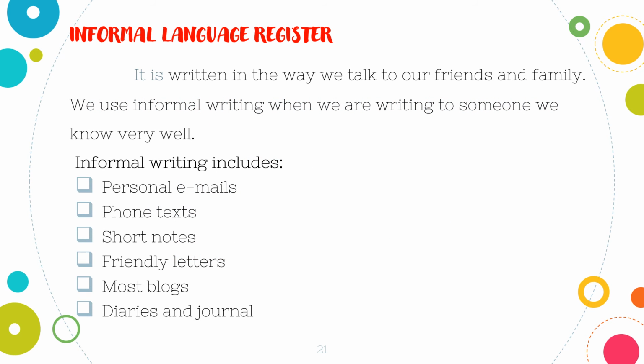Another type is the informal language register. It is written in the way we talk to our family and friends. We use informal writing when we are writing to someone we know very well. Examples of this are personal emails, phone texts, short notes, friendly letters, most blogs, diaries, and journals.